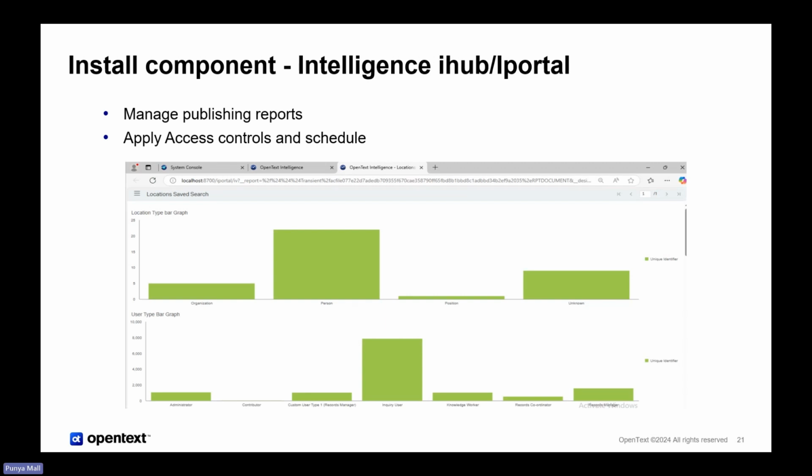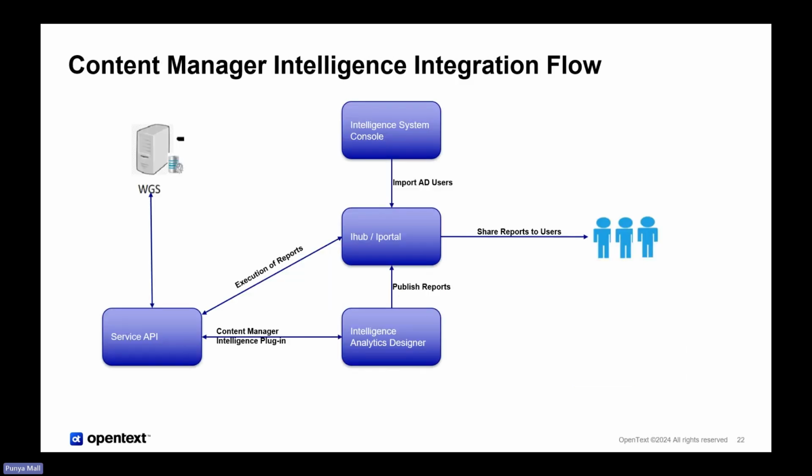The last one here is the iHub, the Information Hub iPortal, that is delivered when we install the OpenText Intelligence EXE. This allows us to manage the published reports, and it also helps in applying access control and scheduling jobs. How do all of these come together?